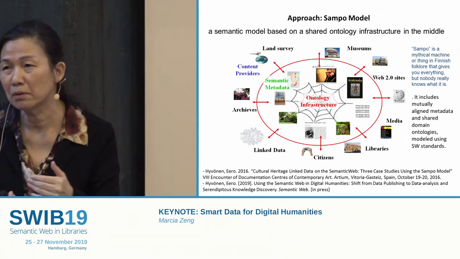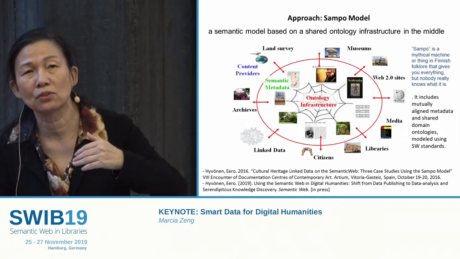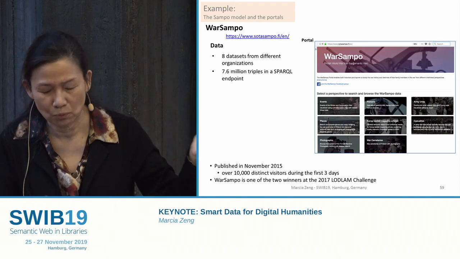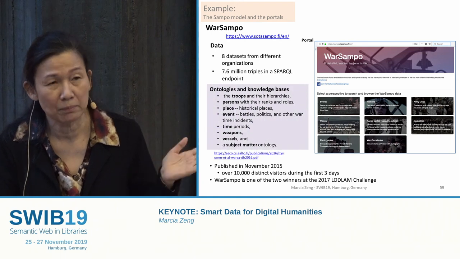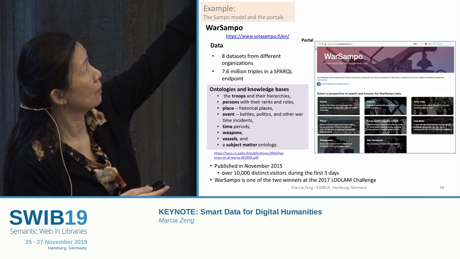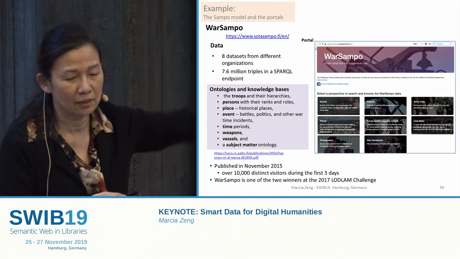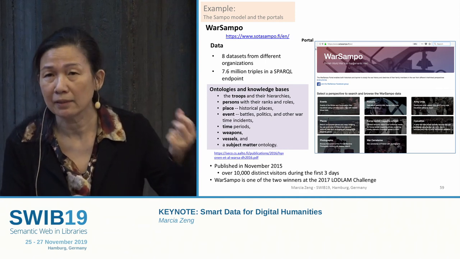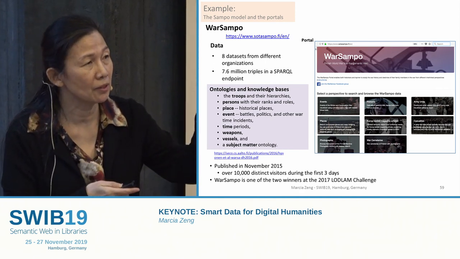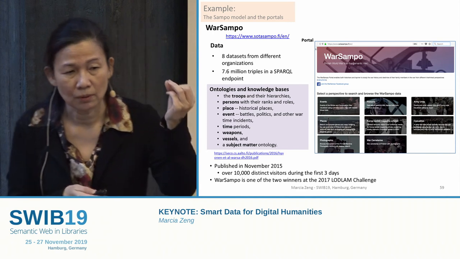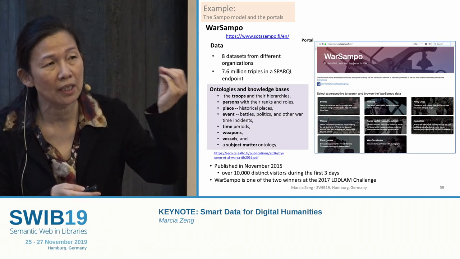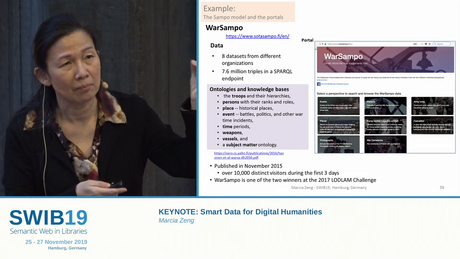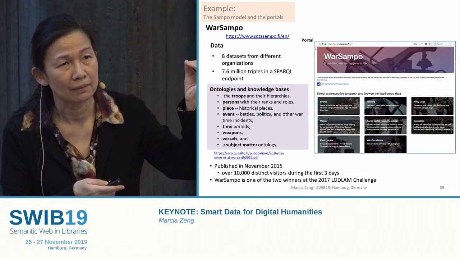And this SAMPO model is also important because it has been reused. For example, the first is the World War SAMPO, the most famous one, that has multiple ontologies you can see here. With this, for example, about time, about place, about person, about the institutions, can we reuse that in other SAMPO portals?